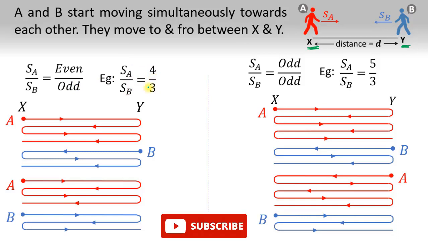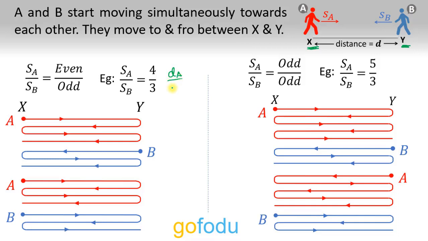Now they started simultaneously, they started at the same time, and at any given time they both would have travelled for the same duration. So time for both is constant, and as time is constant, distance will be directly proportional to speed. So ratio of distance covered by A and distance covered by B, this ratio at any given time will be same as 4 by 3. So what does this mean? When A covers 4 parts, B will cover 3 parts. When A covers 4 rounds, B will cover 3 rounds.